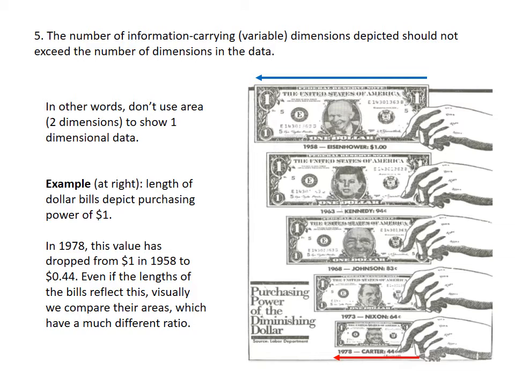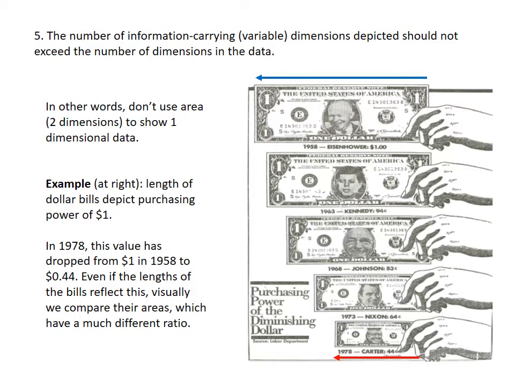So number 5, the number of information-carrying variable dimensions depicted should not exceed the number of dimensions in the data. This is what I was referring to when I was saying you don't want to use some sort of two-dimensional object, like the size of a circle or a rectangle, to represent one dimension of data. And so here's an example. At the right here, you see what's meant to be a measure of the purchasing power of $1. So a relevant example to what we were just talking about.